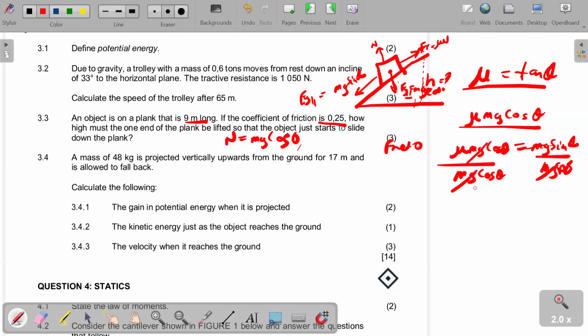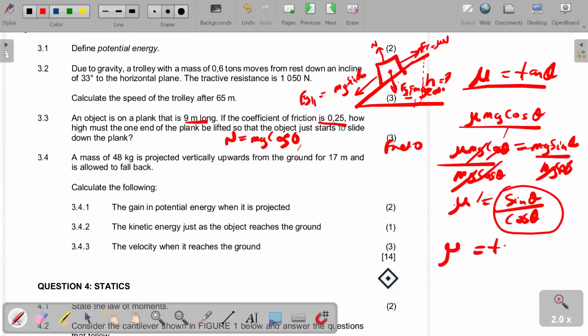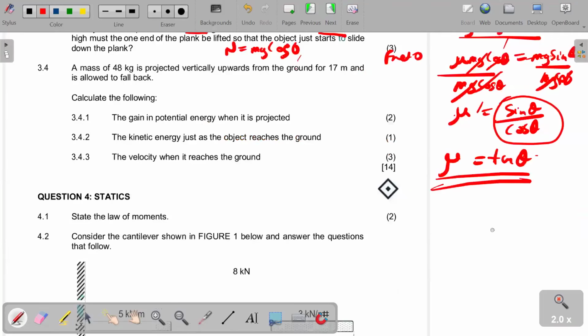Mg and mg cancel each other. We are left with mu being equal to sine theta over cos theta. But summoning our understanding of trig identities, this is a quotient identity, and it is telling us that mu is therefore equal to tan theta.